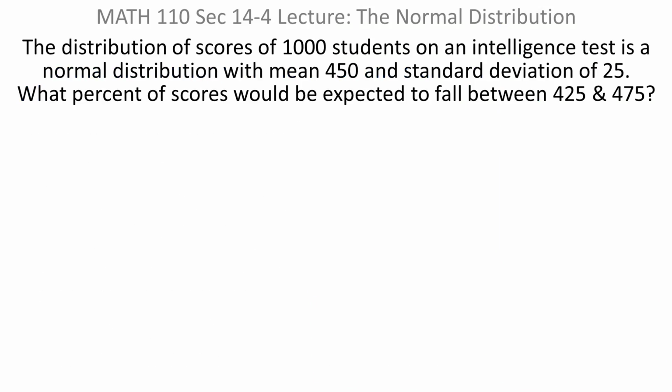Let's look at a problem. This problem says the distribution of scores of 1,000 students on an intelligence test is a normal distribution with mean 450 and standard deviation 25. The question is, what percent of scores would be expected to fall between 425 and 475?